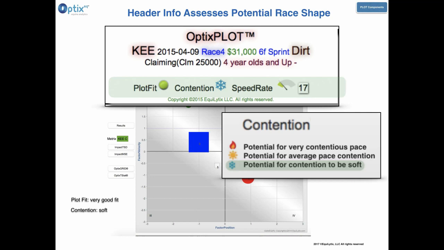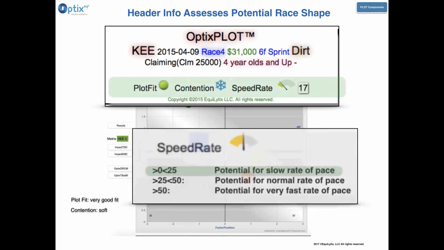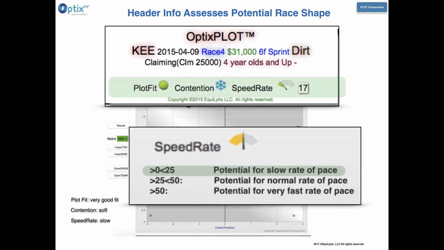From the contention standpoint, we have very broad categories. There are three. A snowflake means contention is going to be soft. The sun is average, and the flame is potential for a high rate of contention. For the speed rating, anything between 25 and 50 is average. Anything 25 or less is light.